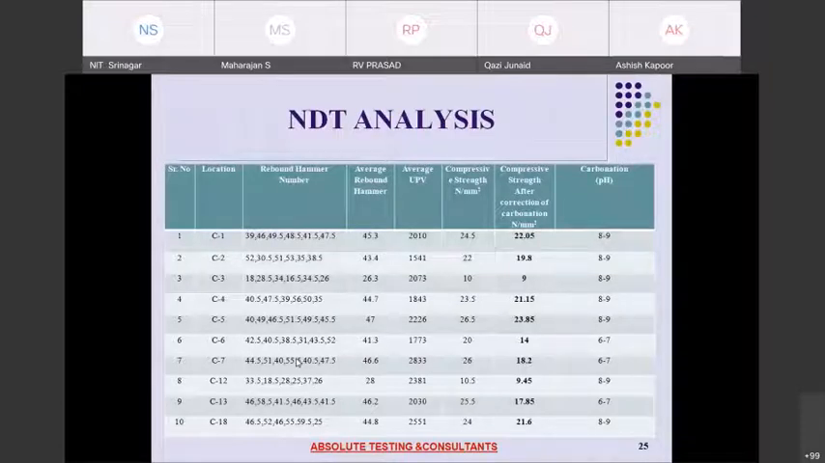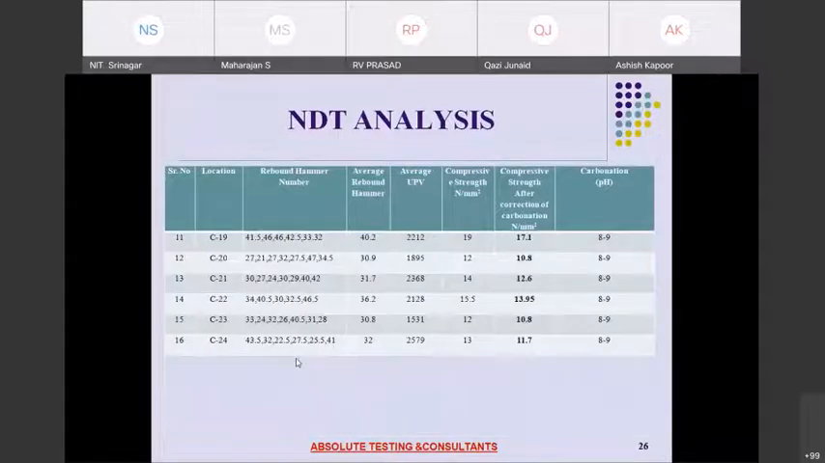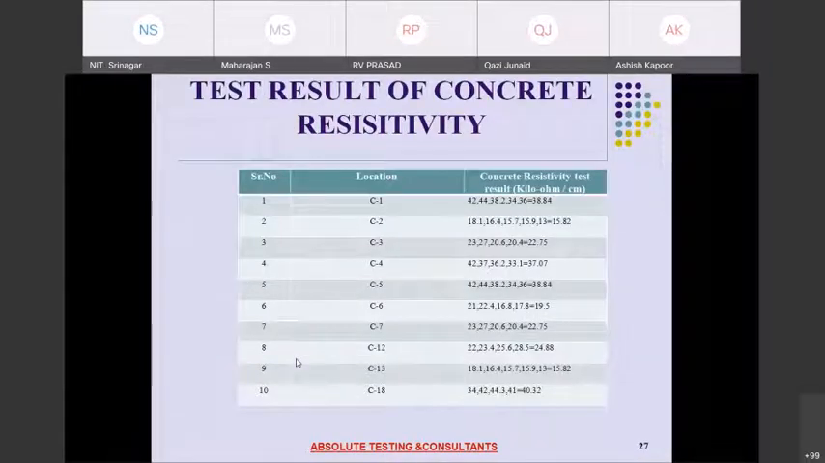Here you can see the range of compressive strength, where the UPV value is good and compressive strength is also good. But where there is delamination, the compressive strength is also low, as well as the UPV results. So these are the test results of rebound hammer and ultrasonic pulse velocity. These are the test results of resistivity, where you can see it is in the range of 38 to 15.82, which indicates that there is a moderate risk of corrosion.